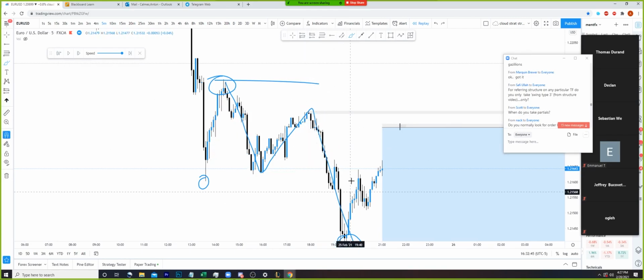I don't use any one. It's not like one is better than the other. You use them all to form a bias. It's very crucial. When do you take partials?